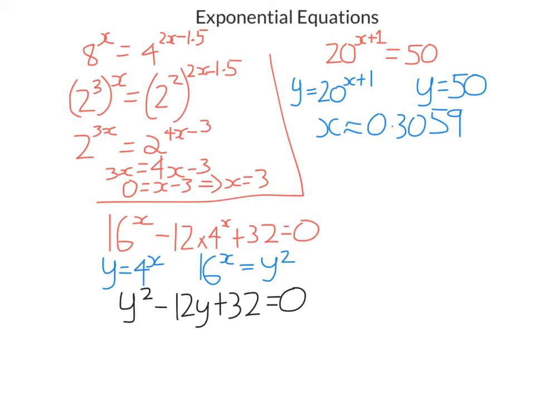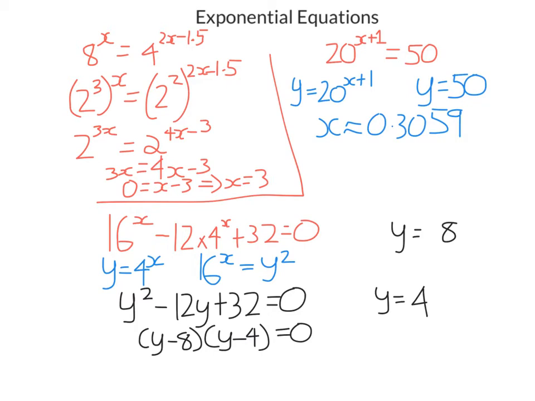So now let's solve it as normal. We're going to find two numbers that multiply to 32 and add to negative 12. So those two numbers, of course, are minus 8 and minus 4. So we have two solutions here: y equals 8, y equals 4. But remember, y is equal to 4 to the power of x. So we have 4 to the power of x is equal to 8, or 4 to the power of x is equal to 4. In this case, 4 to the power of x equals 4, so x just equals 1.